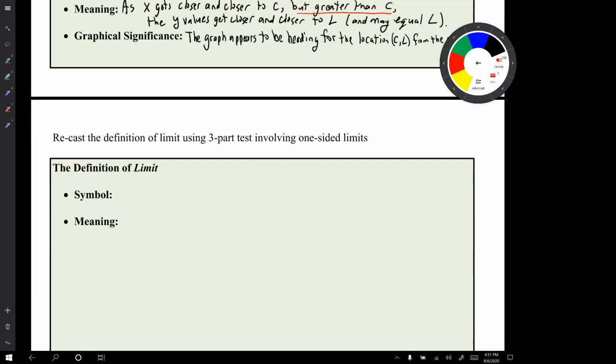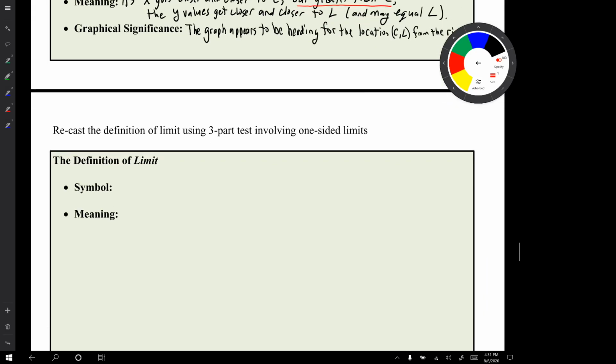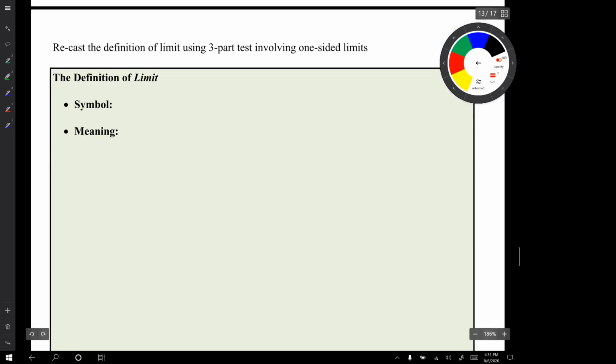So if we have this idea of left and right limits, one-sided limits, we can recast the definition of limit using those ideas. Here's how that recasting of the definition would look. First of all, we have the same symbol for limit. So we write the limit as x arrow c of f of x equals L. And what's the meaning? Well, the meaning is that the function passes the following three-part test.